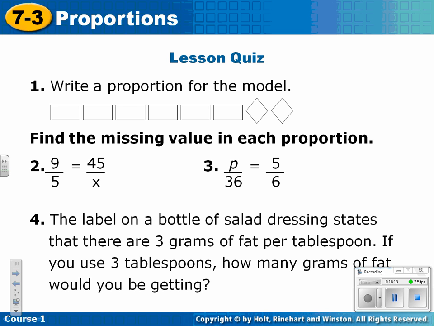I would like you to do this one right here, number 2. Come on, let's go. We're running out of time.